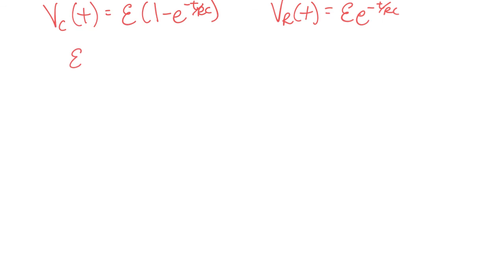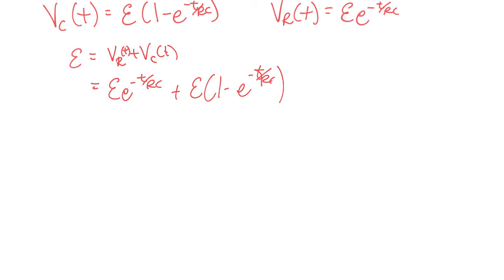Just want to show you one last thing. We started this whole process by saying that the EMF of the battery had to be equal to the voltage across the resistor plus the voltage across the capacitor. Let's just make sure that that is true at all times t. So VR is the EMF times that guy, and VC is the EMF times that guy. Well, look at that. Check.